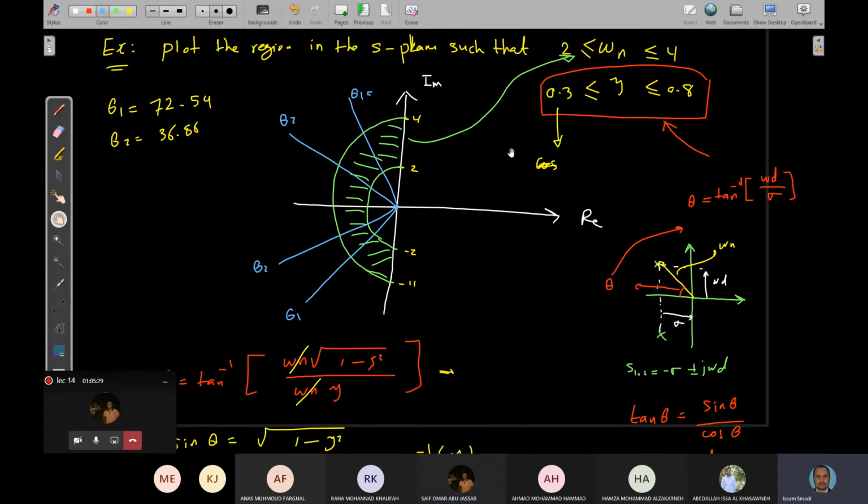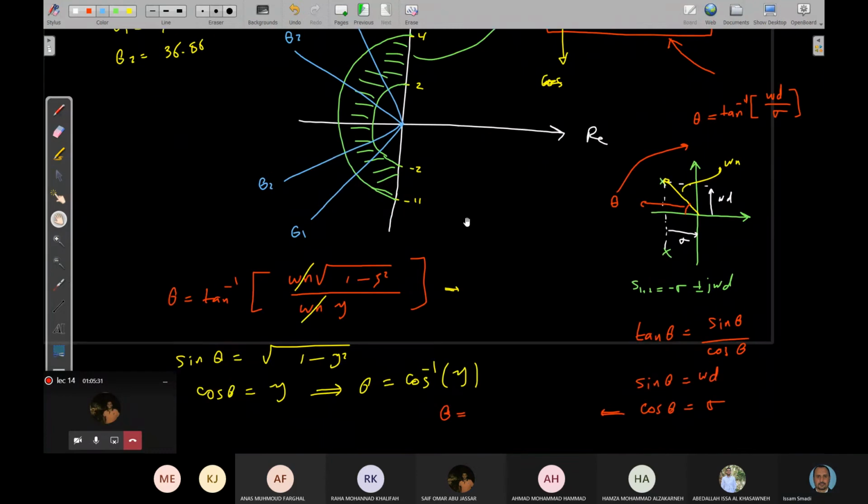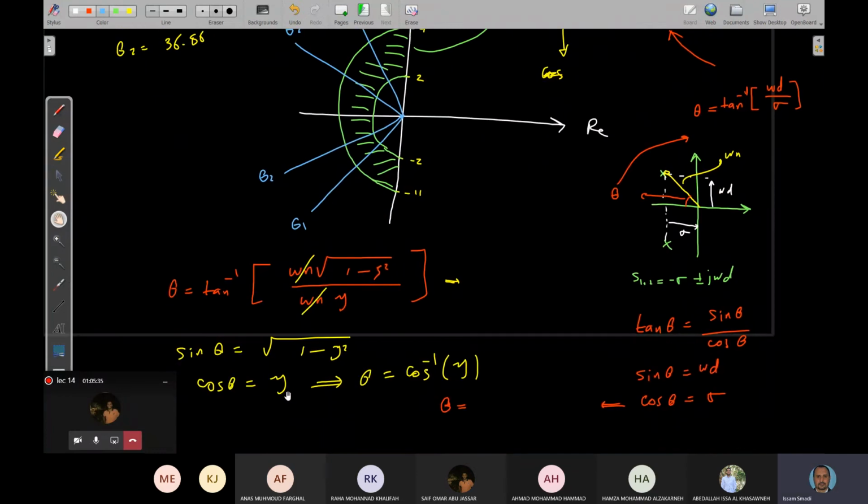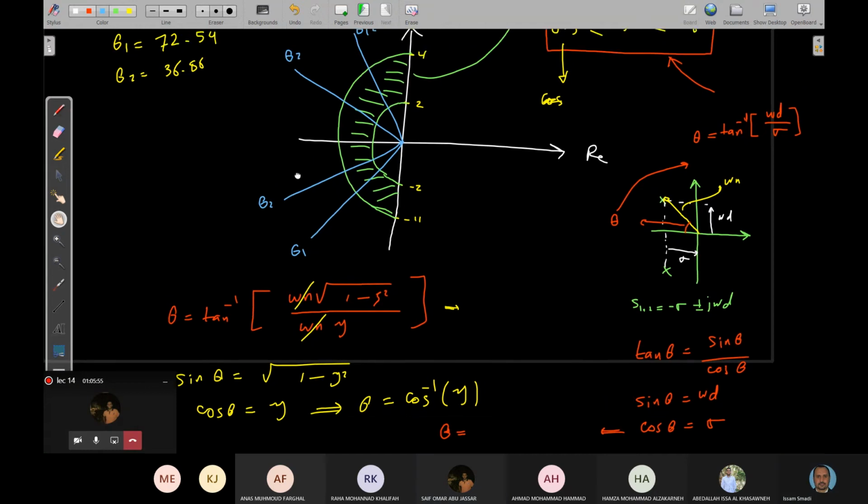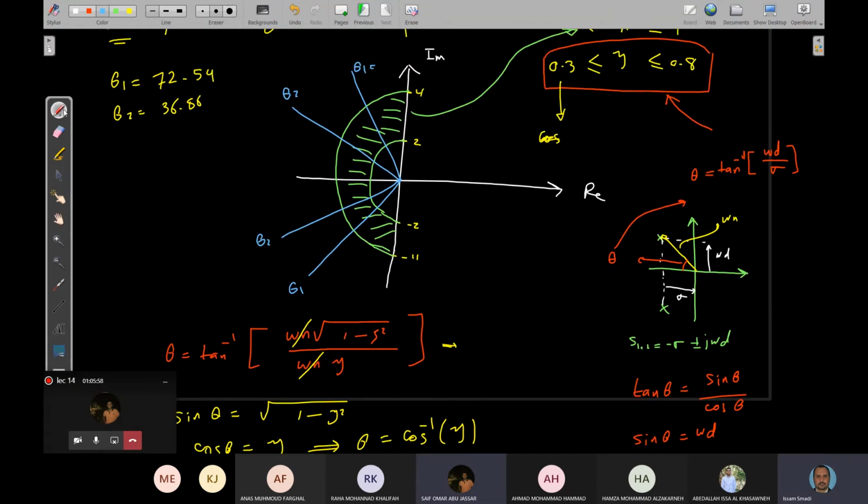Zeta. Are you sure? Cosine theta equals zeta. Now, if this angle is very small, zeta will be very large, close to 1, correct? If the angle is close to 0, then zeta will be close to 1. So this one is zeta 0.3, I think. And this one corresponds to zeta equal 0.3, and this one corresponds to zeta equal 0.7 or 0.8.